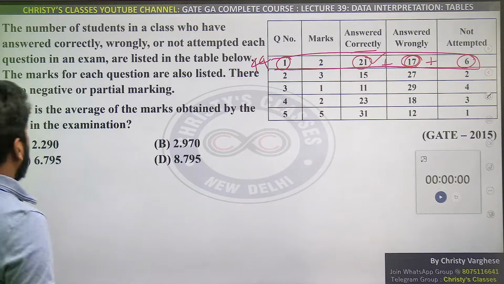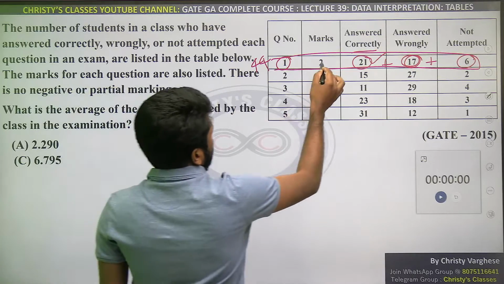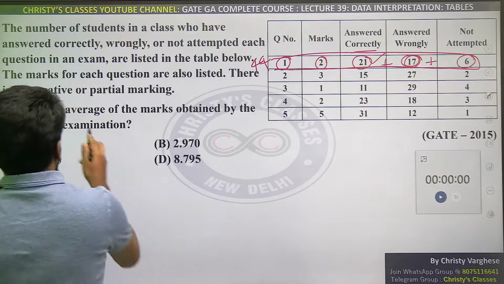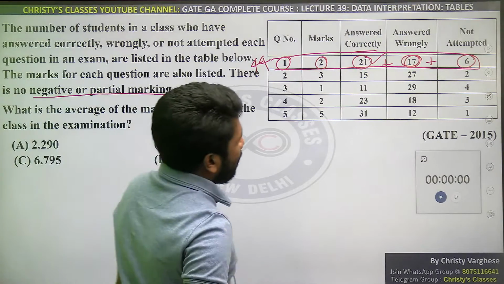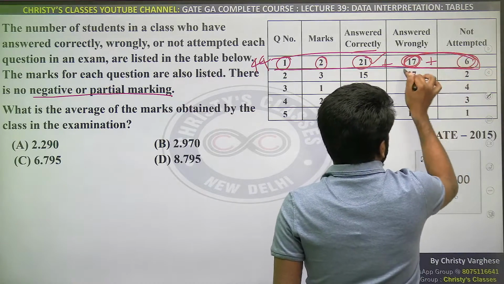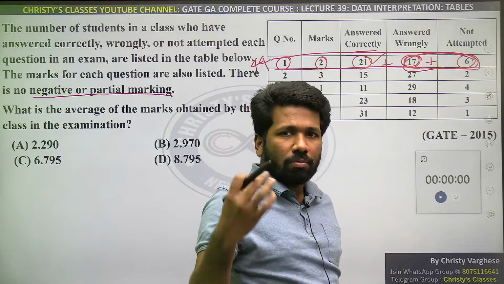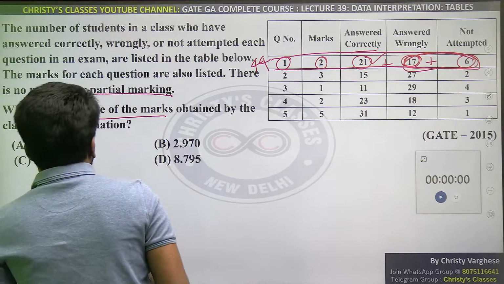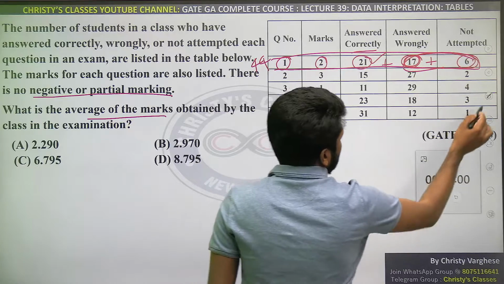Similarly for the second, third, fourth, and fifth questions. Marks for each question are also listed. 2 marks for a correct answer. For a wrong answer, is there any negative mark? No. No negative or partial marking. What is the meaning? That means those 17 wrong answers do not give any marks, and will not contribute to the average mark at all. We need the average of the marks obtained by the class.